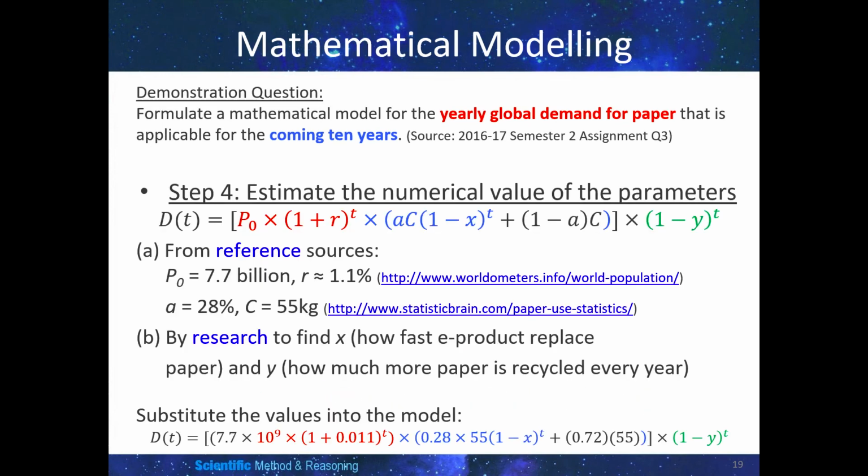You may notice that there are some constants to be determined here. So step 4 is to estimate the numerical value of the parameters. We can obtain the numerical value of the parameters by references, by research or experiments, etc. So we substitute all the parameters inside your model, and we will have your final model. So here you can see clearly that the dependent variable will be D, and it is the yearly global demand for paper, and your independent variable will be T.